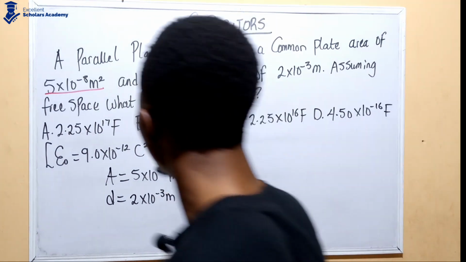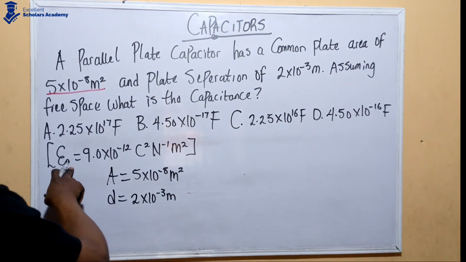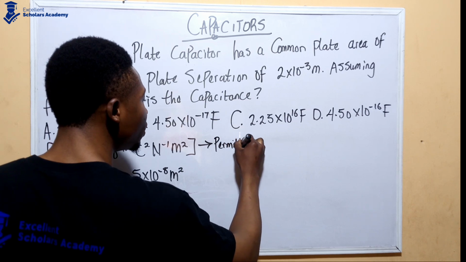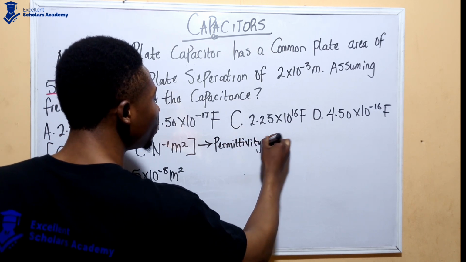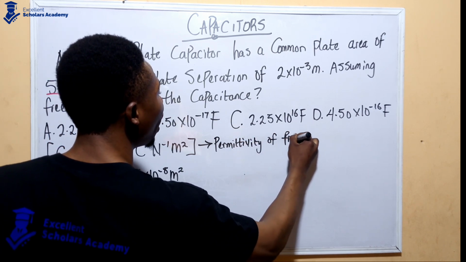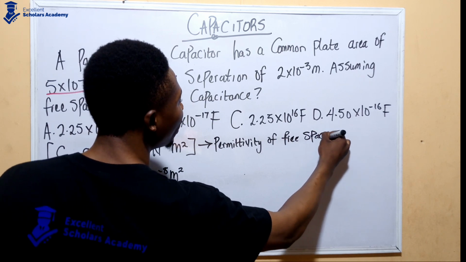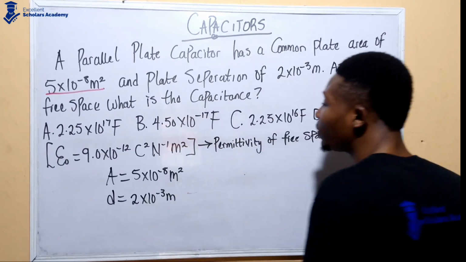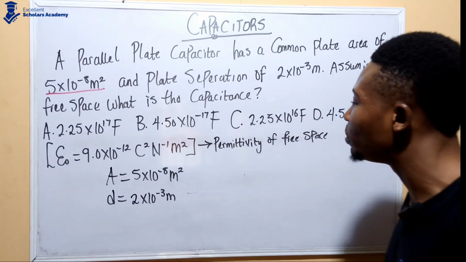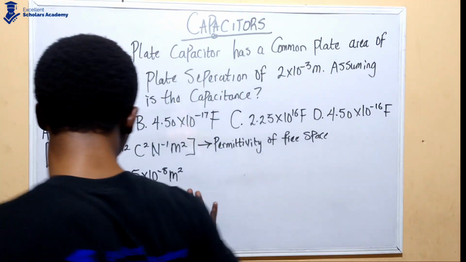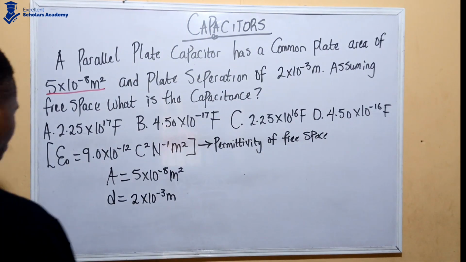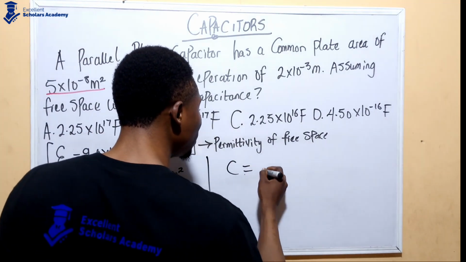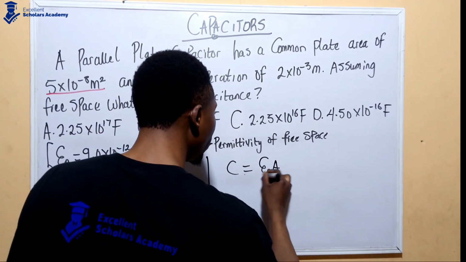Now we're given these options and then we're given E0, which is the permittivity of free space. It has a constant value of 9 times 10 to the power of minus 12 coulomb squared per Newton meter squared. So now, what formula do we apply here? We apply the formula that says capacitance is equal to E0 A over D.